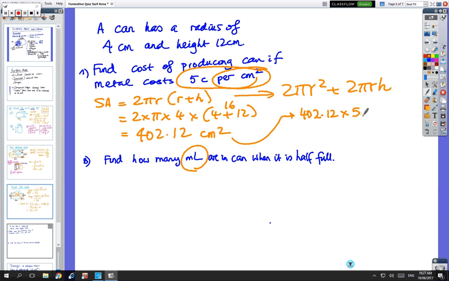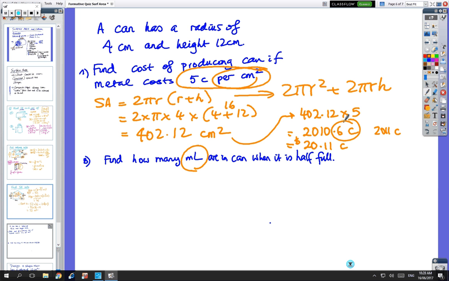It's an expensive can, isn't it? So take that, multiply by 5, and you get 2010.6 cents, which is $20.11. So we just have to round up that last one. So it's $20.11, or we could have 2011 cents, but you can't have 0.6 of a cent in your rounding.